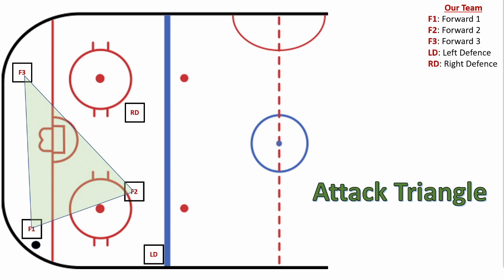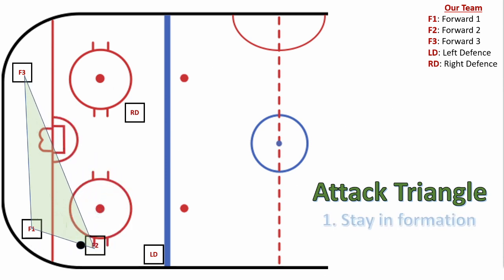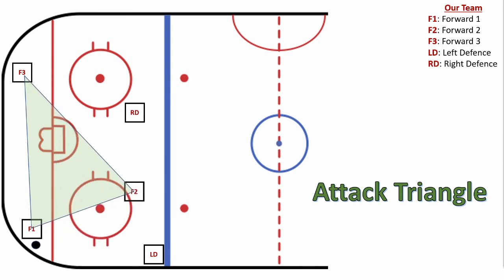Now, I'm not going to go over all of the available situations that an attack triangle can cover, but the main thing to remember is to stay in formation. If the triangle collapses, so does your lane support. So in this situation right here, that second forward can't pass it to the third because the net's in the way. The triangle is too flat. So what you need to do is adjust basically to what we had there.